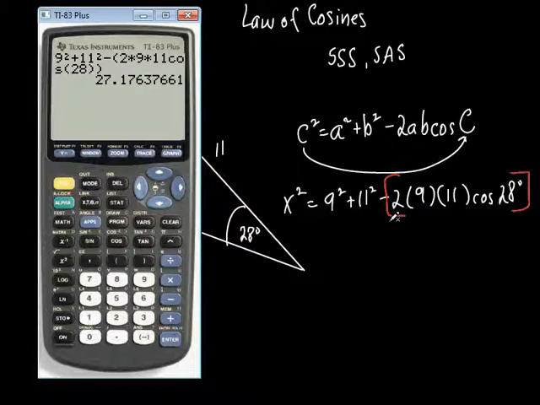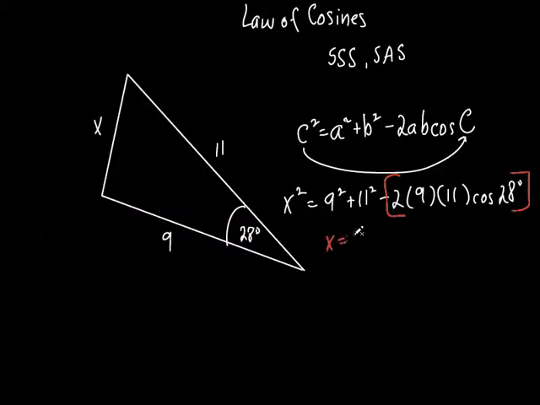So if I hit equals, I get that. Now that's not my answer though, because x squared is equal to this. What do I do with that number? Square root it, right? So square root my answer. You got it? And then that's it right there, 5.2. So x is 5.2.